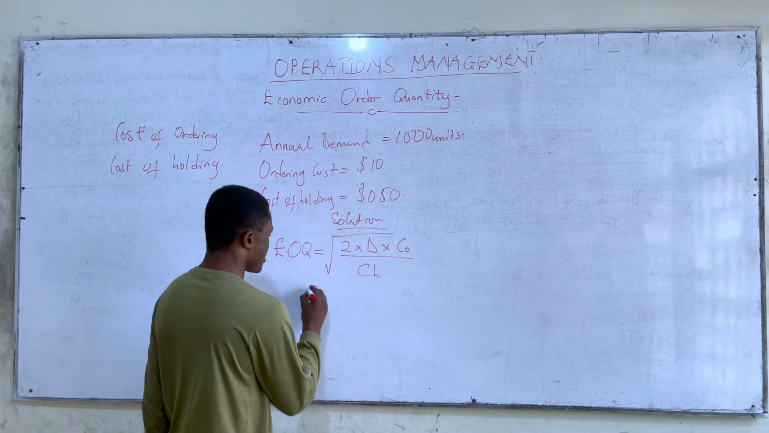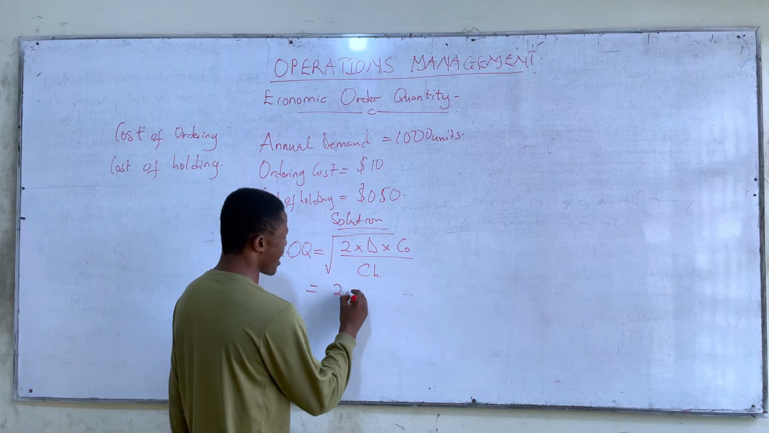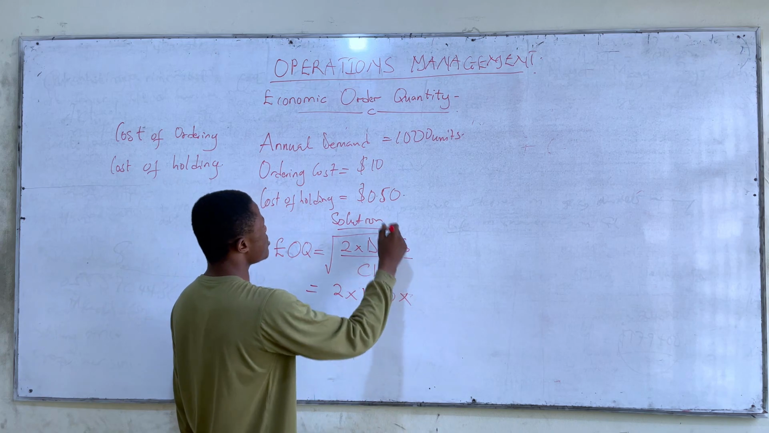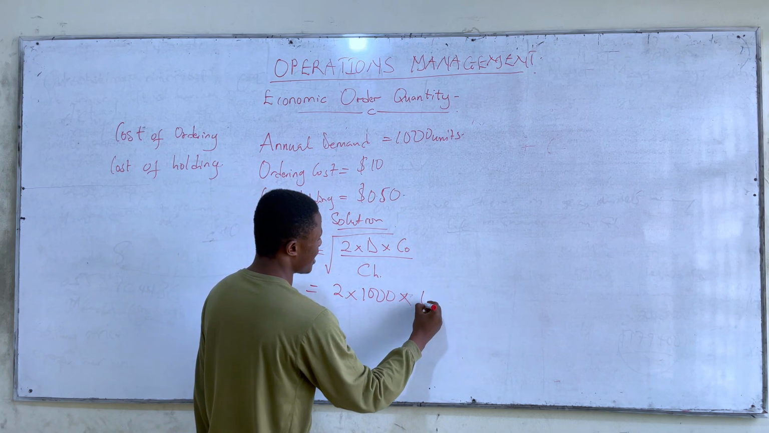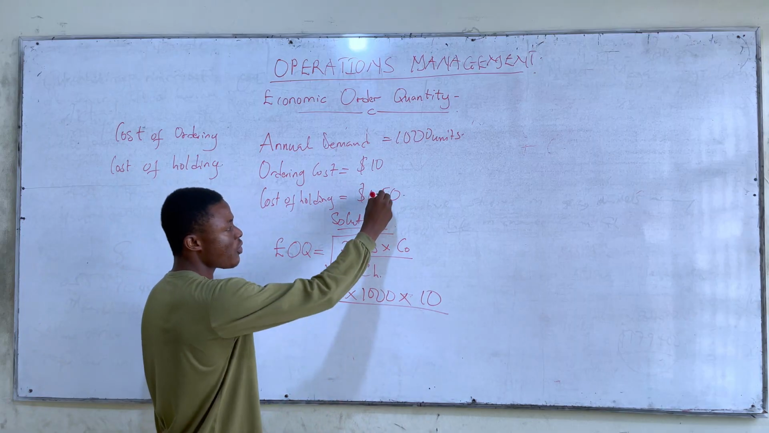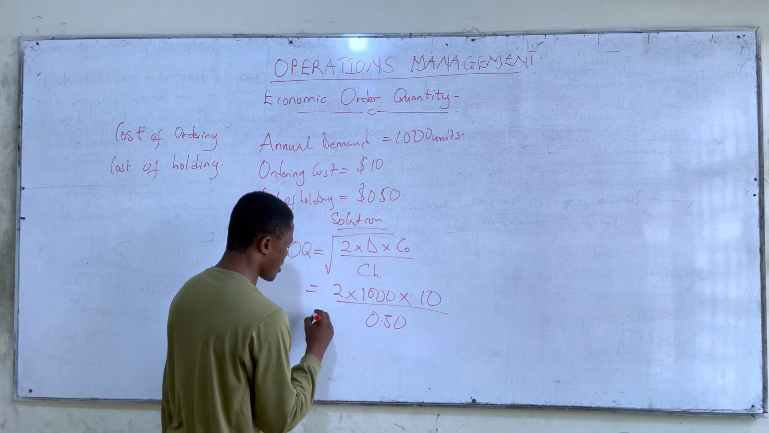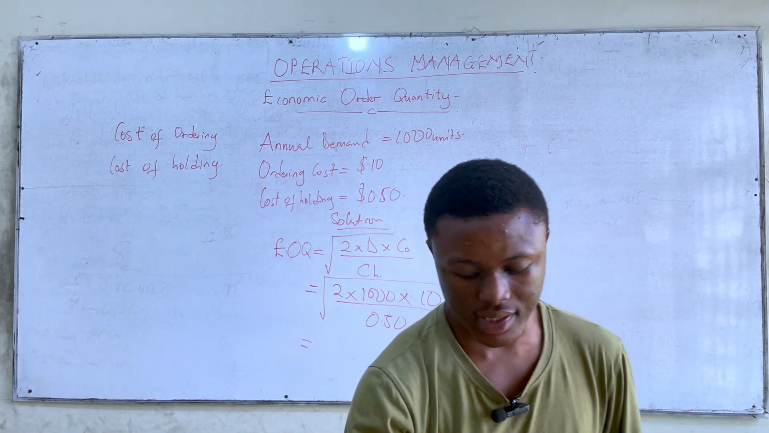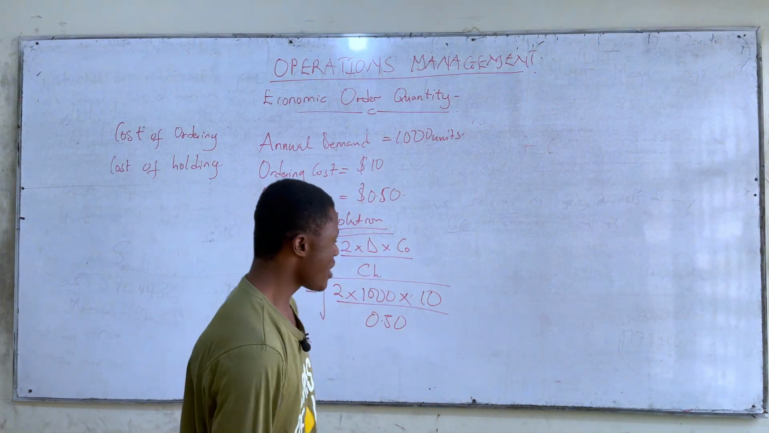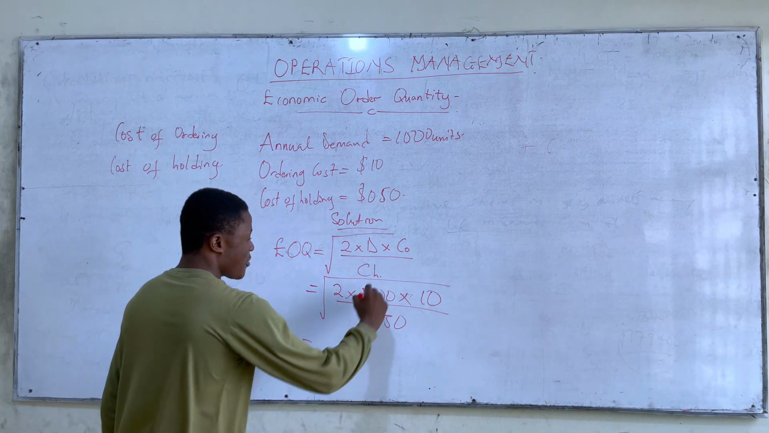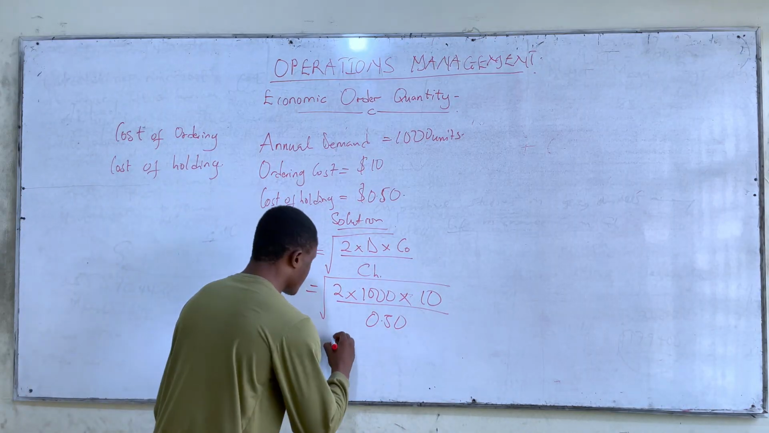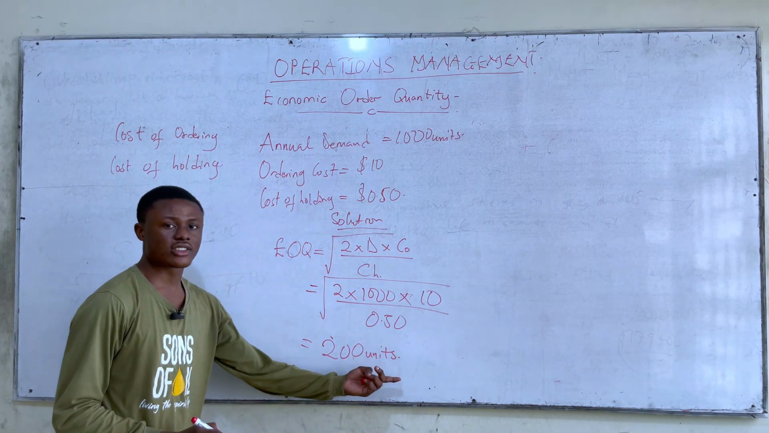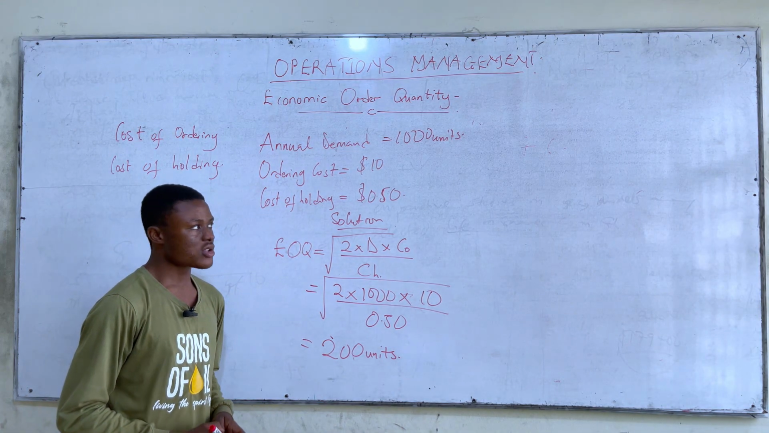Are we good? Great. So here we are having 2 times, what is the demand here? The demand here is 1,000 units multiplied by your cost of ordering. Your ordering cost is $10 divided by your cost of holding, which is 0.50, all rooted. Are we good? Great. So if you punch this on the calculator, what is going to be your answer? You are going to get 200 units. Are we good? So it is very simple.